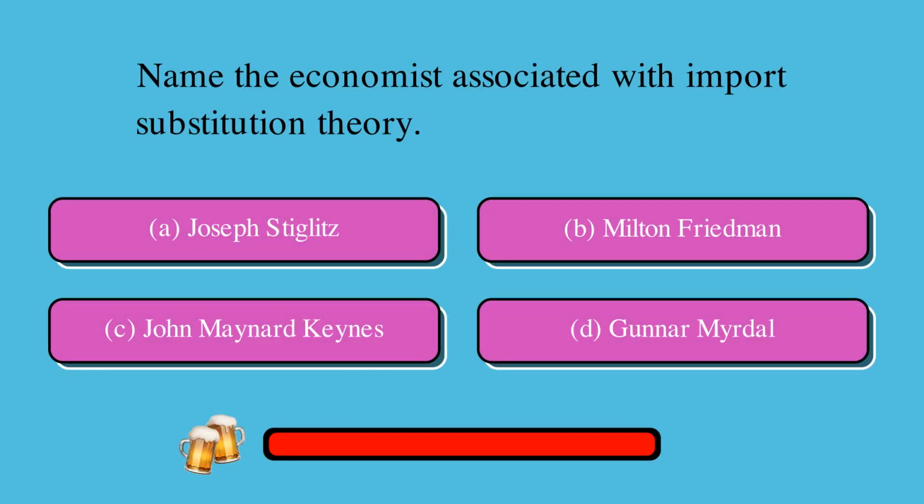Name the economist associated with import substitution theory. Is it A, Joseph Stiglitz, B, Milton Friedman, C, John Maynard Keynes, or D, Gunnar Myrdal? The correct answer is D, Gunnar Myrdal.